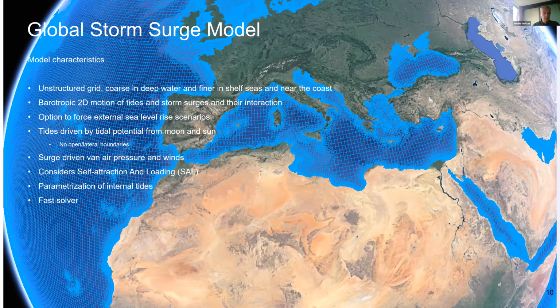Because we're using a 2D model, we have to account for some of the aspects of stratification in the ocean, which are known as internal tides. So we have a parameterization for that. That, I think, in short, gives you an overview of what this model is and can do.